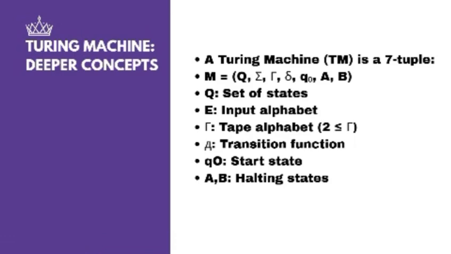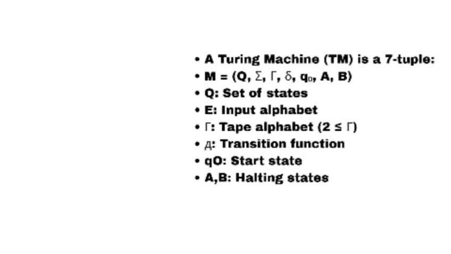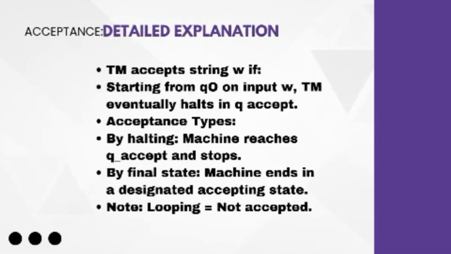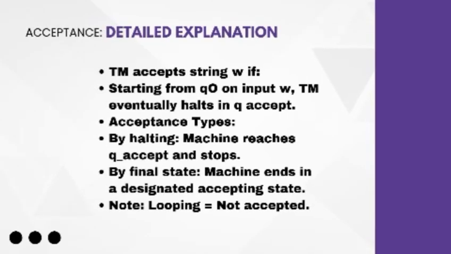A Turing machine has 7 tuples: M = (Q, Σ, Γ, δ, q0, A, B). Here Q represents a set of states, Σ represents the input alphabet, Γ represents the tape alphabet, δ represents the transition function, and the start state is represented by q0. The last, A and B, represent halting states. Then the next slide is about the detailed explanation of acceptance.